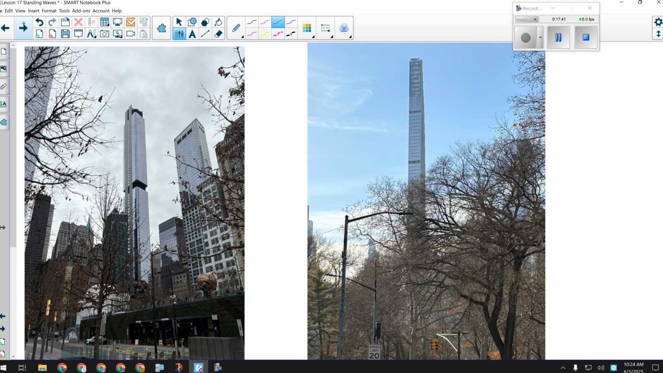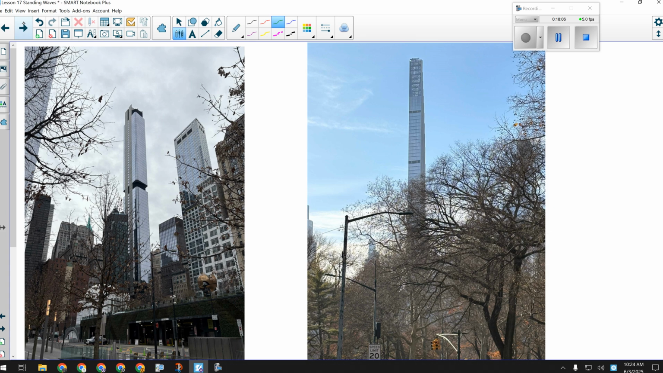Now, I've got these pictures here. I took these when I was in New York just before Christmas. These are called pencil skyscrapers. They're building a lot of these. The New Yorkers do not like them. They think they're an eyesore. They're kind of right. They're just ridiculously tall skyscrapers, and very, very thin.